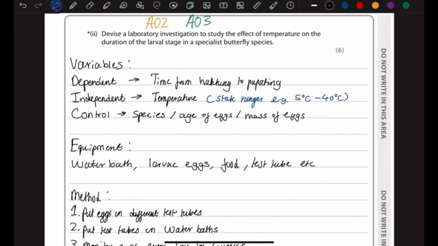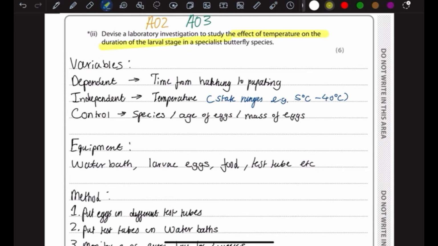So I always start with the variables, dependent, what you measure. If you looked at the context of the question, it would be the time from hatching to pupating. Yeah. Independent variable, what are we changing? The temperature, because we're studying the effect of temperature. If we highlight it, we're studying the effect of temperature on the duration of the larval stage, right?